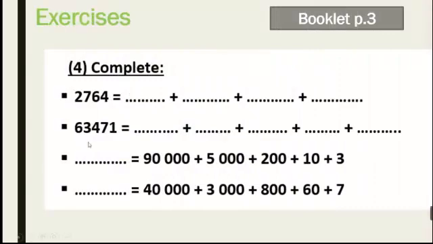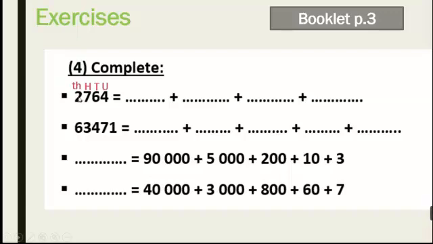Now, number 4, this form, do you remember what's the meaning of this form? It's the expanded form. What is the meaning of expanded form? Expanded form means that I will put the value of each digit. Okay, the first number here we have 2764. It's a 4-digit number. Put the places, units, tens, hundreds, and thousands.